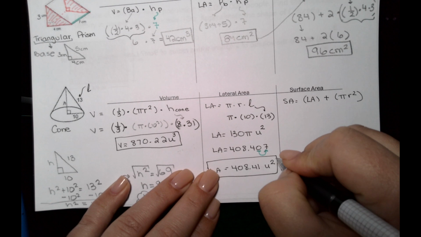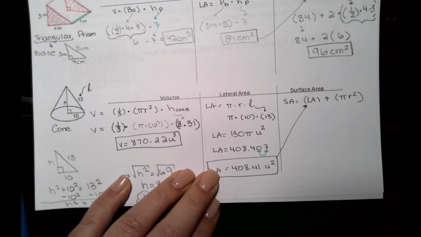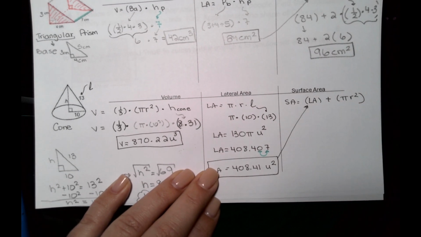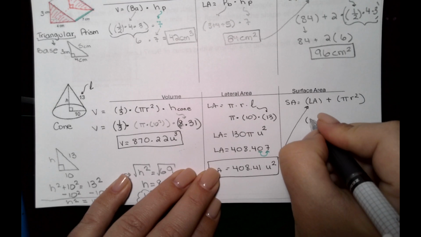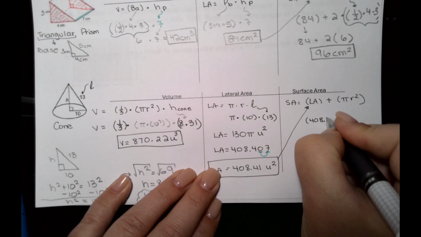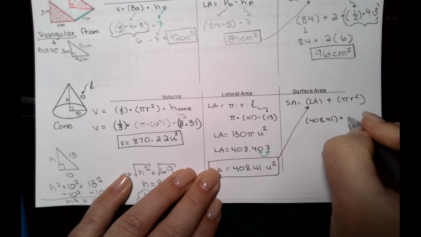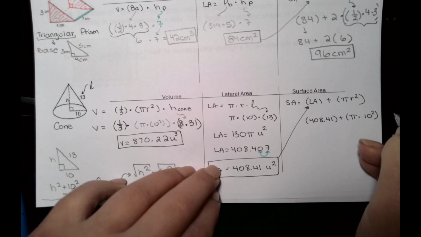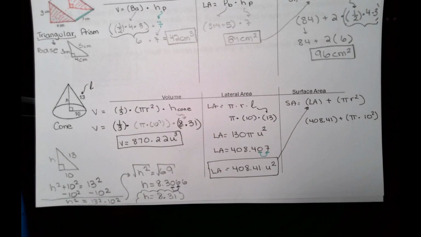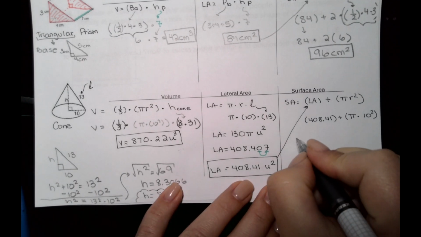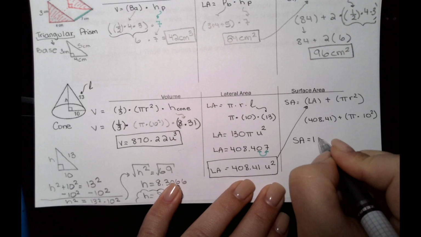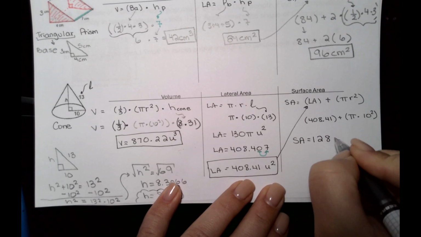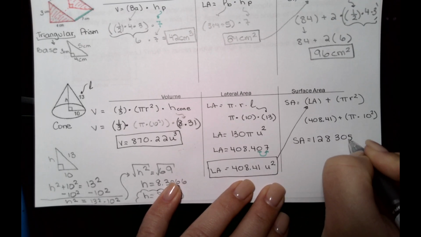Okay, taking that number, bringing it towards our lateral area in the surface area formula. So we have 408.41 plus pi, radius is 10 squared, type all of that in, 408.41 times pi times radius squared. And again, we are going to round to the nearest hundredths place. We get 128.305.